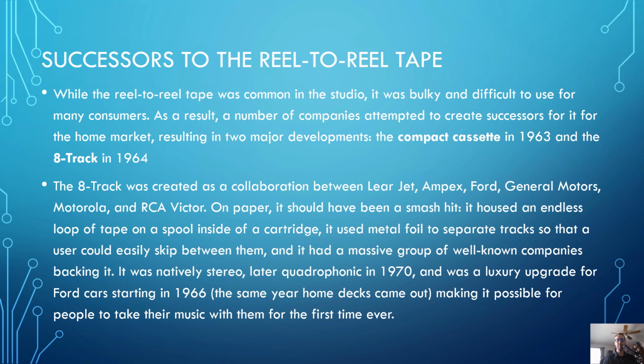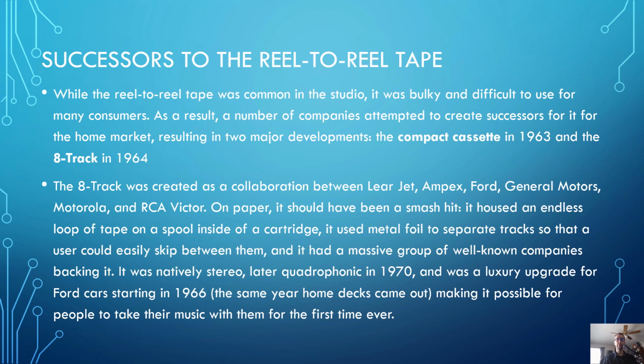These are some of the biggest companies in America in the 1960s. And on paper, this should have been a smash hit. It housed an endless loop of tape on a spool inside of a cartridge, with little pieces of metal foil between the tape to create separate tracks so that a user could easily skip between tracks.